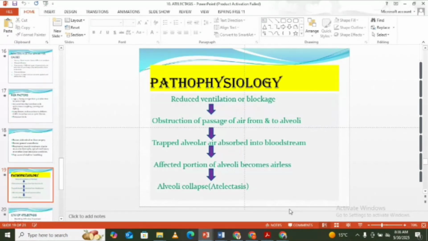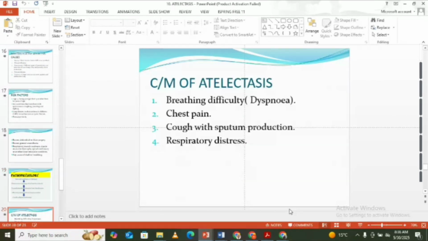So you can see here, reduced ventilation or blockage, which causes obstruction of passage of air from and to the alveoli. So that air will be trapped, and that air that is trapped will be absorbed into the bloodstream. So that means the area of the alveoli that is affected will be airless, and the alveoli will collapse, and that is atelectasis.